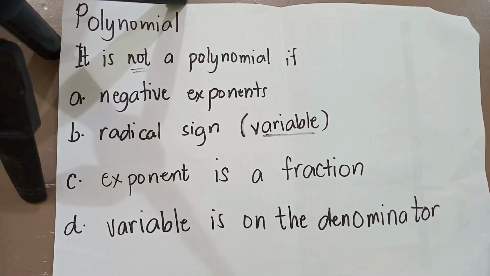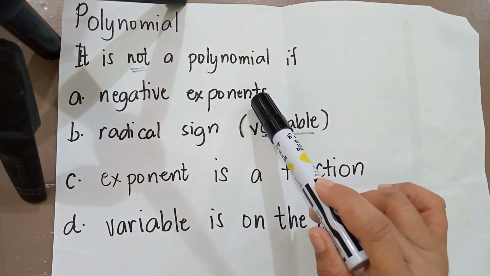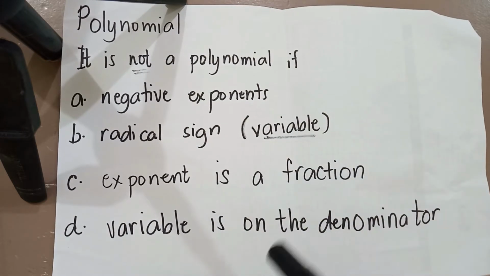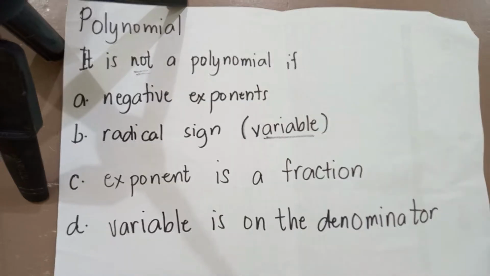Polynomials have different kinds. It can be monomial, binomial, trinomial, or in general, polynomial. But how will you know if the expression is not a polynomial? It must satisfy the following statements: negative exponent, radical sign on the variable, exponent is a fraction, and variable is on the denominator.